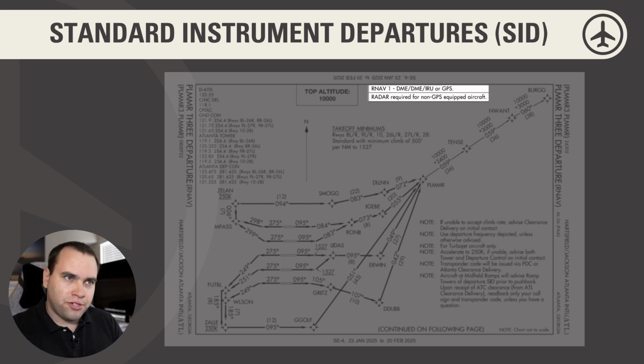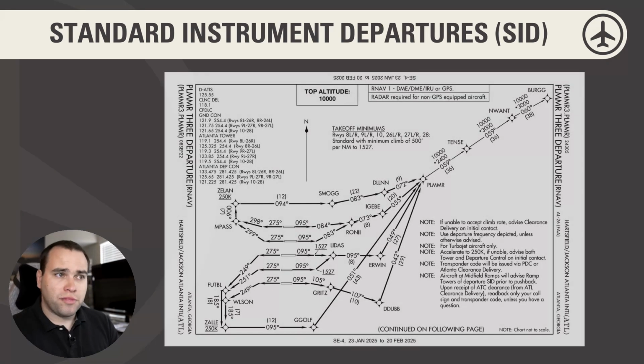Another thing that's important, we need RNAV 1, DME, IRU, or GPS to fly this departure. Most of the modern airliners that are flying this are going to have that. If we don't have GPS, we need radar, which basically means we need to be in radar contact with Atlanta in order to do this departure without GPS. So let's take a look at it.